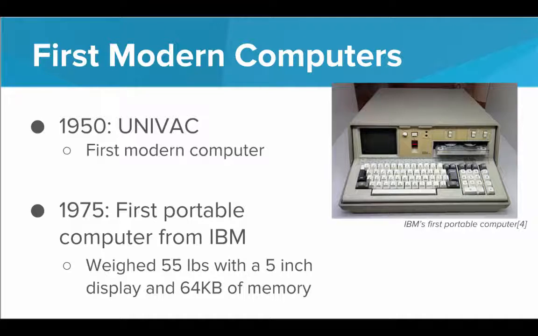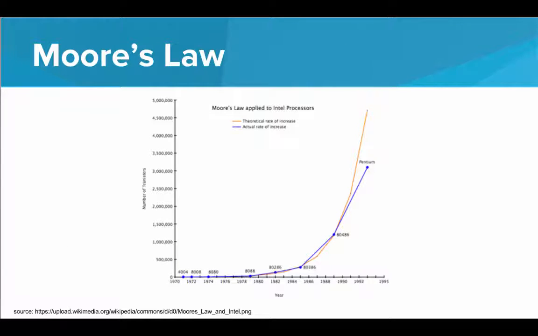We now have iPhones and personal computers and tablets and watches, and computers are in everything that we use today. We've seen such a fast rate of change with computers in terms of their size and how quickly they can carry out operations and what they're being used in. There's actually a law called Moore's Law that applies to this exact concept.